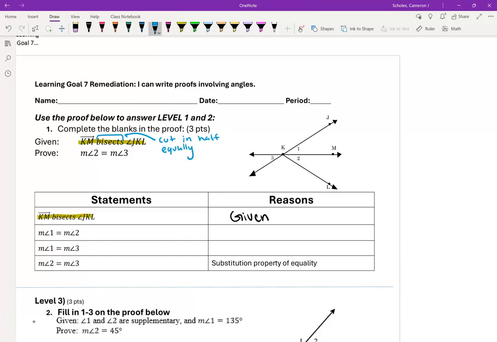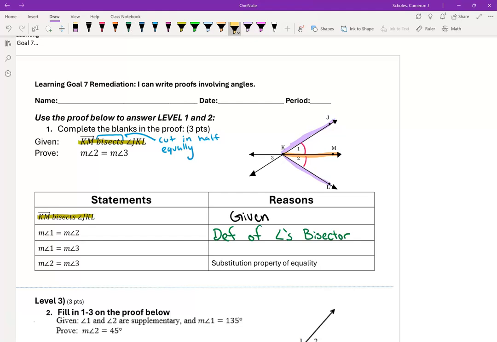When it cuts in half equally, you want to make sure that KM, which is right here, is cutting this big angle of JKL. So that means that both this 1 and 2 are equal to each other, which is how we got the measurement of angle 1 and angle 2. Now, because it says bisect, we are going to use the definition of angle bisector, because we know that it is 2 equal halves.